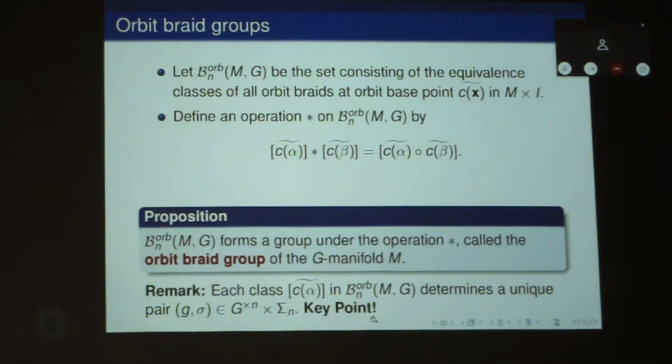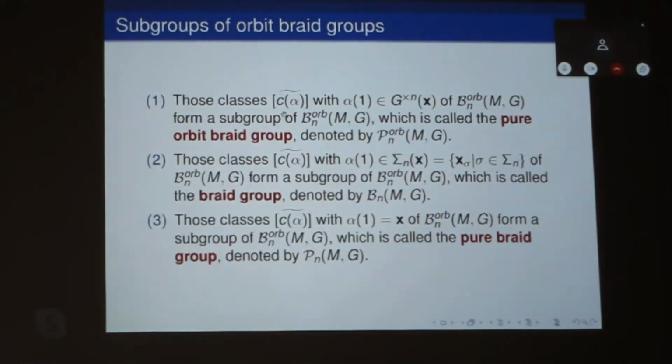Also, about this orbit braid group, there are some subgroups. If we give this restriction for each path, we just consider the classes with this restriction. We get the subgroup called the pure orbit braid group. If we consider this restriction, we get the braid group.